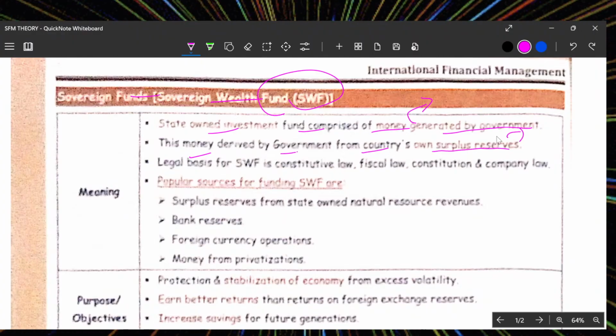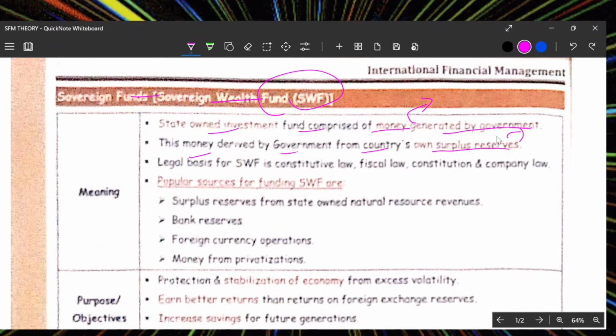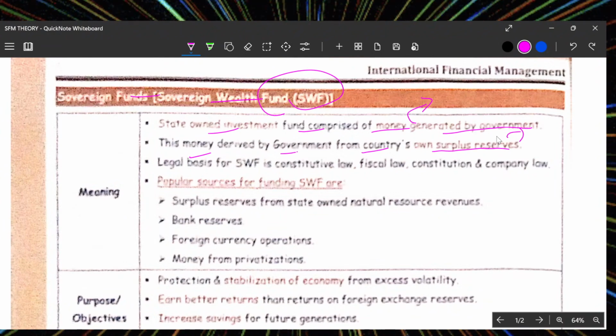So how does a sovereign fund come about, sir? I'm putting in a budget, I'm expensing it. Out of that, I got more income than my expected expense. That is the surplus. That surplus belongs to the sovereign fund.